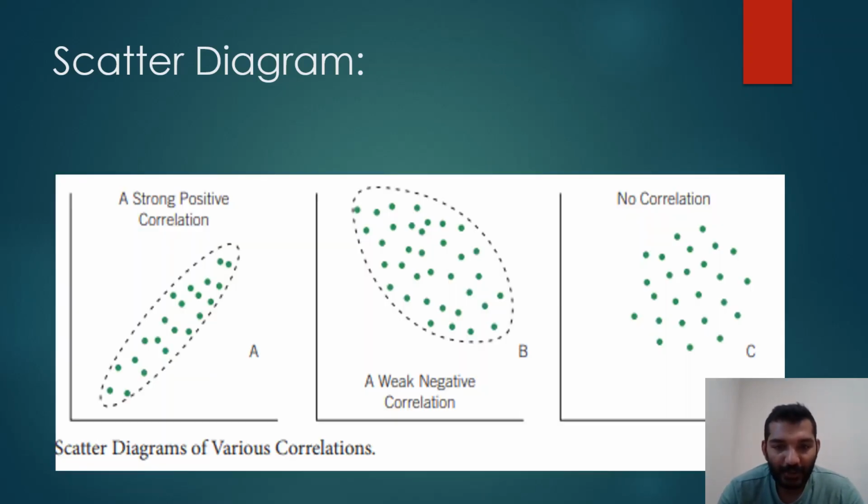As we can see in the diagram, the first one is a strong positive correlation. All the points are bound together. And in the second diagram, we can see that the points are spread apart.